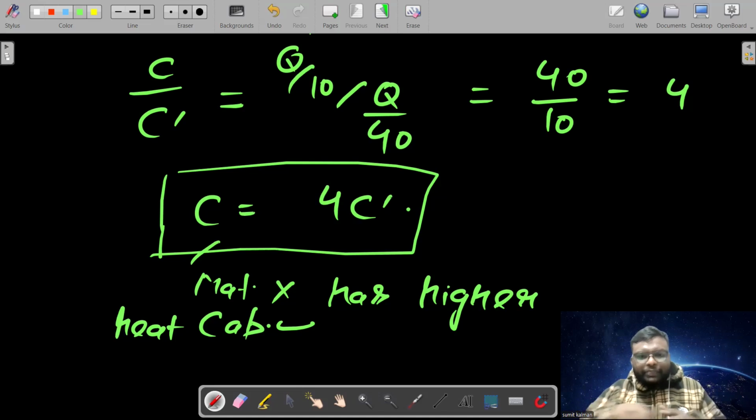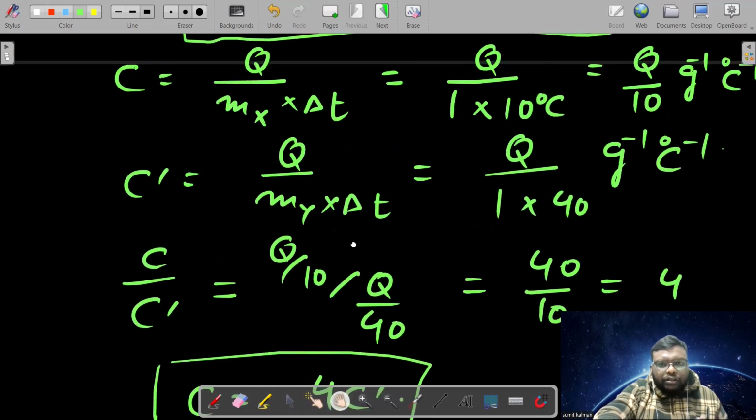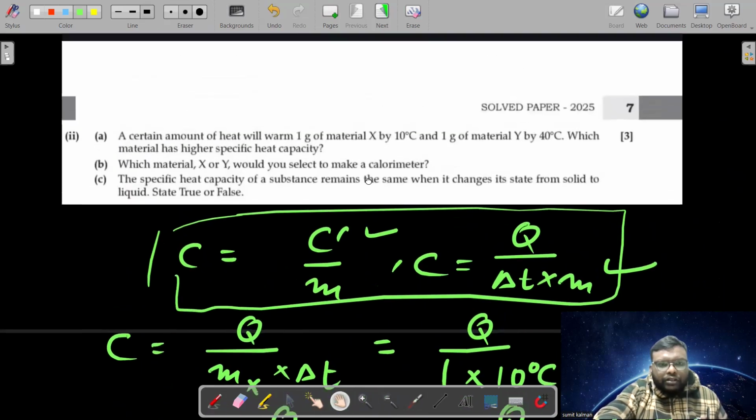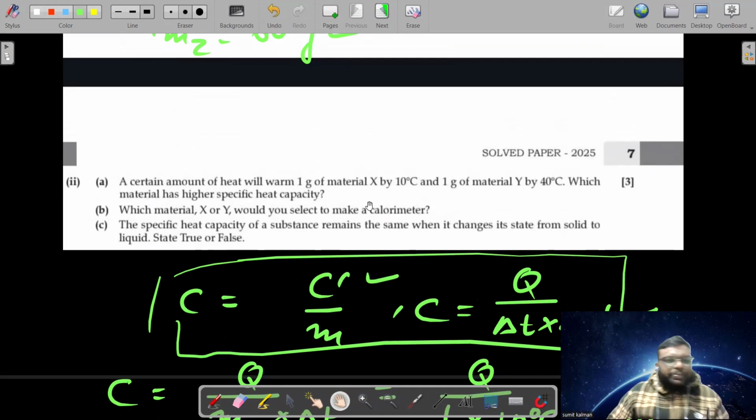So now we will see the next problem. Let's see. Next is: which material, X or Y, would you select to make a calorimeter?